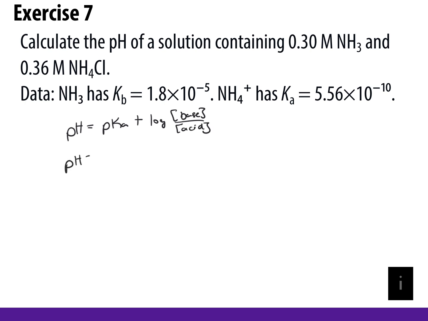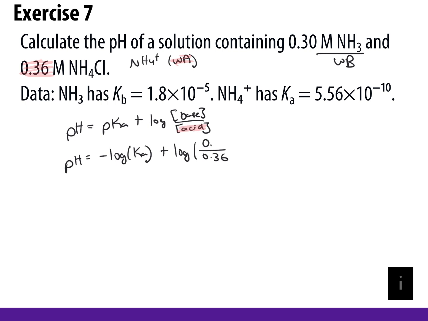So pH is equal to pKa, which is defined as negative log of Ka off of the equation sheet, plus log. Again, NH3 is a weak base, and NH4 plus is my weak acid. So that means that when I plug in here, I'll need to put in 0.36, that's the acid. So plug that in.